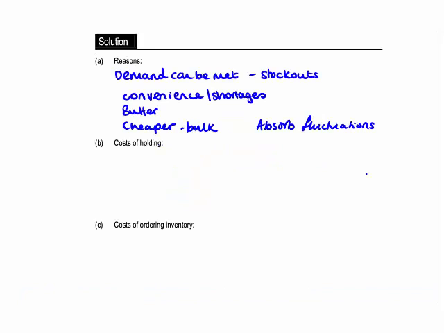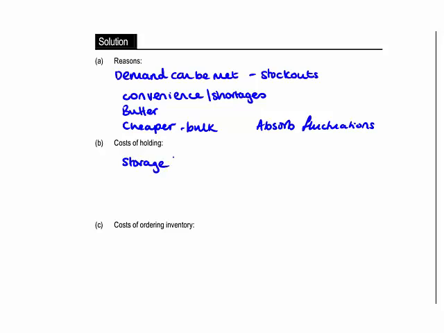There are also some costs of ordering and holding. So holding costs will be the actual... Given what I've said in A about the reasons for holding inventory, why don't we have a year's supply of tea bags? Well, one of the reasons is going to be storage.